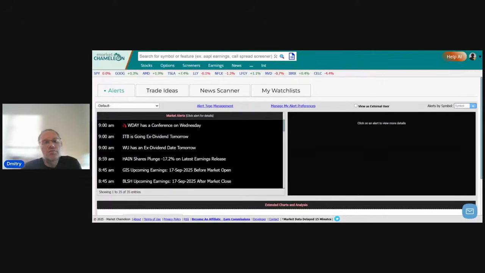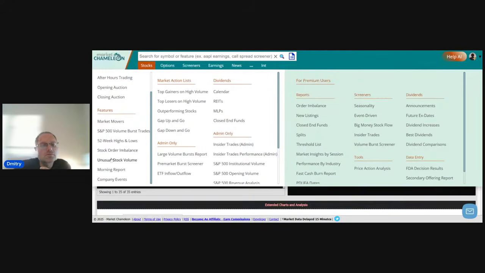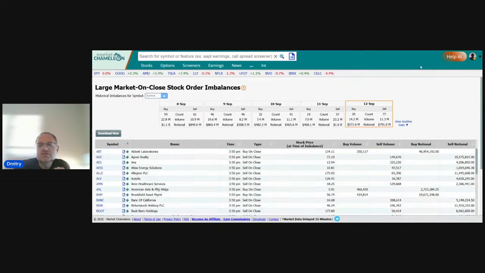And let me navigate to the report that we're going to discuss, the market on close order imbalance. Let me see. Right here, stock order imbalance under stocks. We're going to click on that. Takes us to this page.